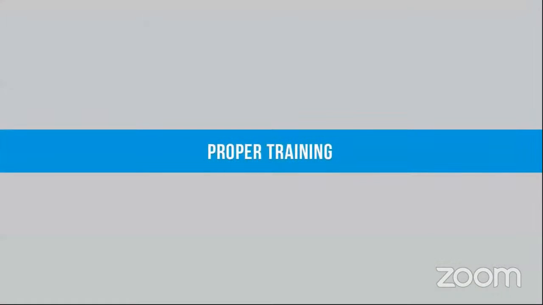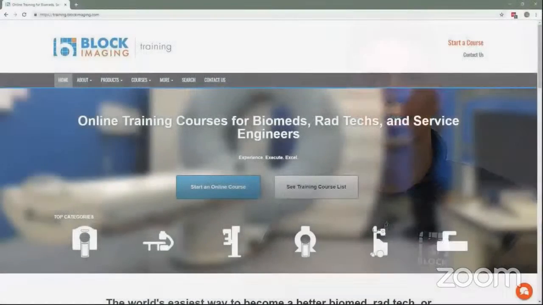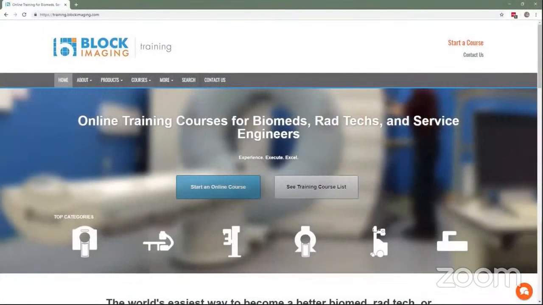Finally, proper training. Don't assume everyone on your team has received proper radiation training before they joined you. Don't assume that your experienced techs couldn't use a refresher either. Lax practices can become habits before we realize it. If anyone at your facility needs radiation training, you can check out our course at training.blockimaging.com.